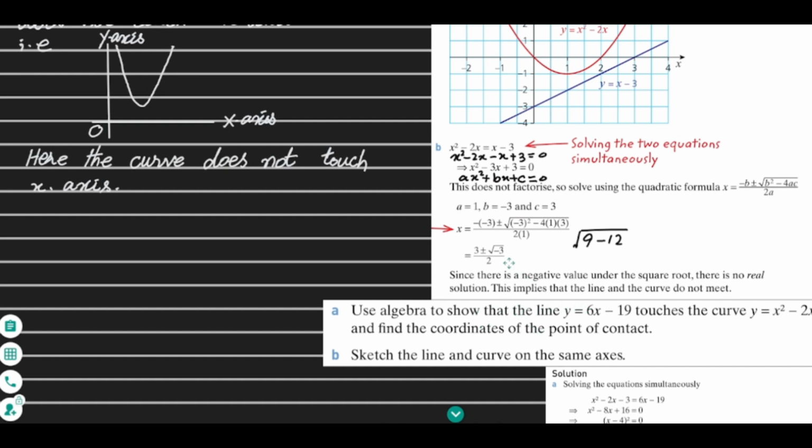So this implies that since there is no real solution, the line and the curve do not touch each other.